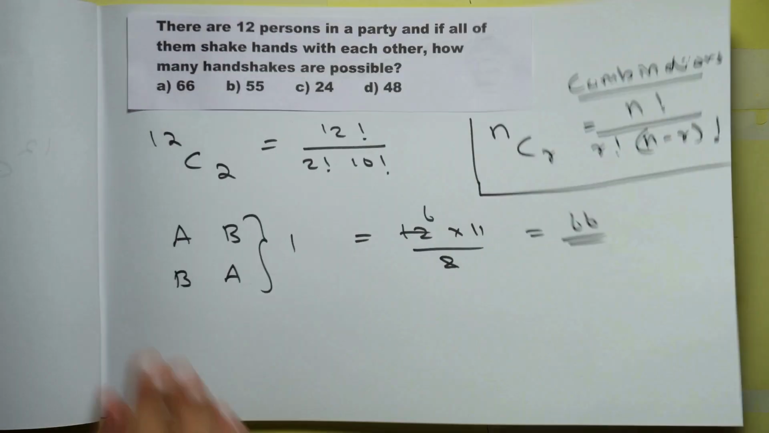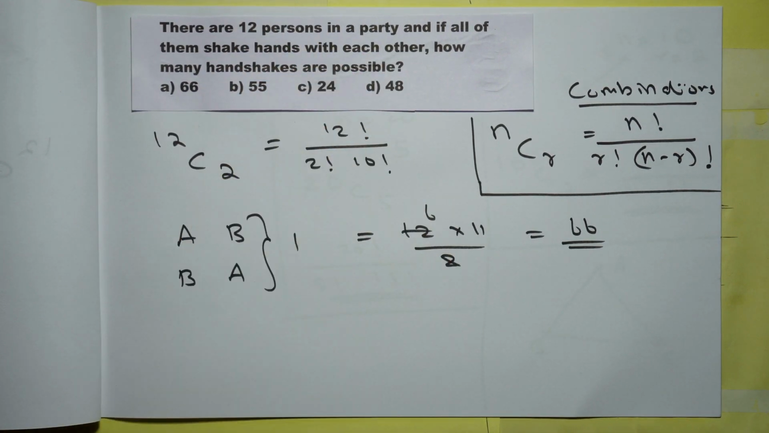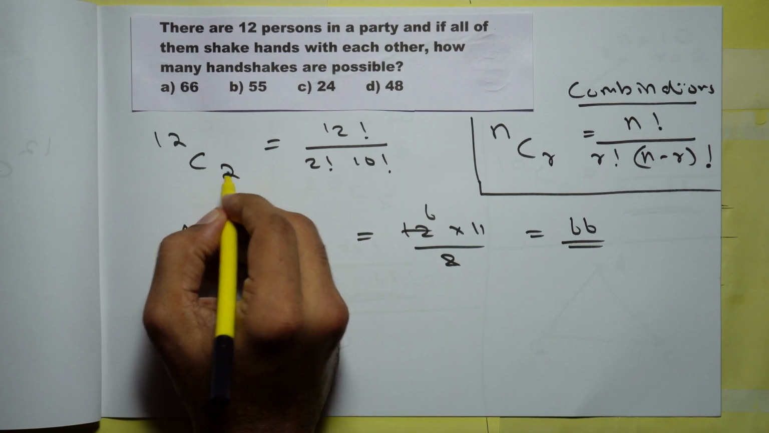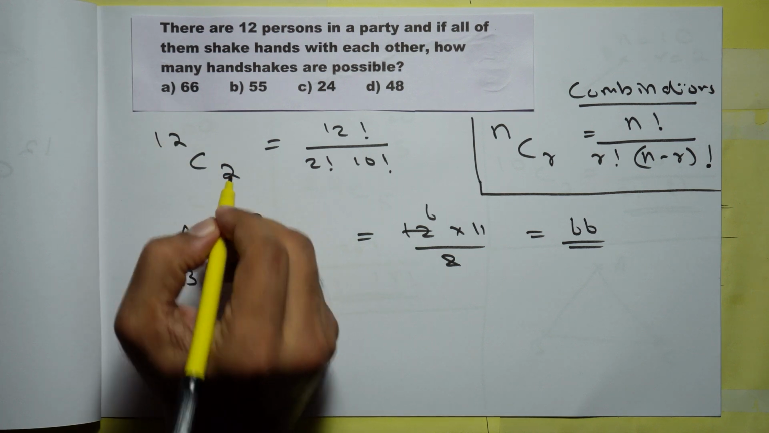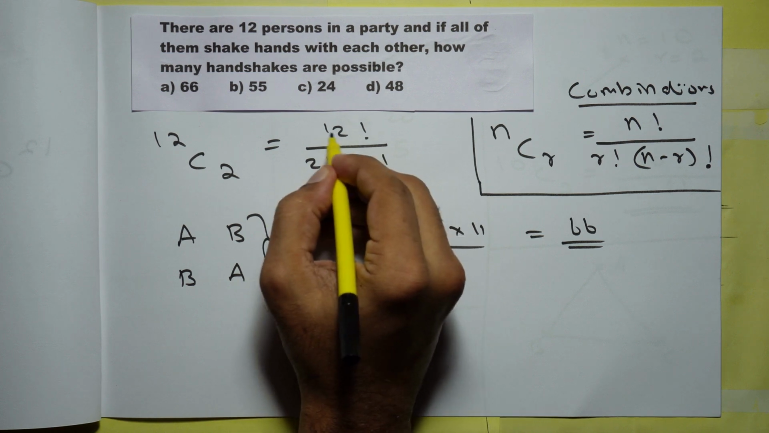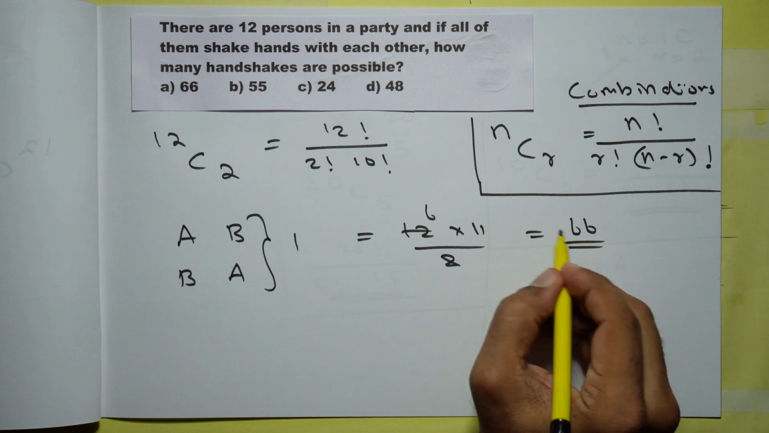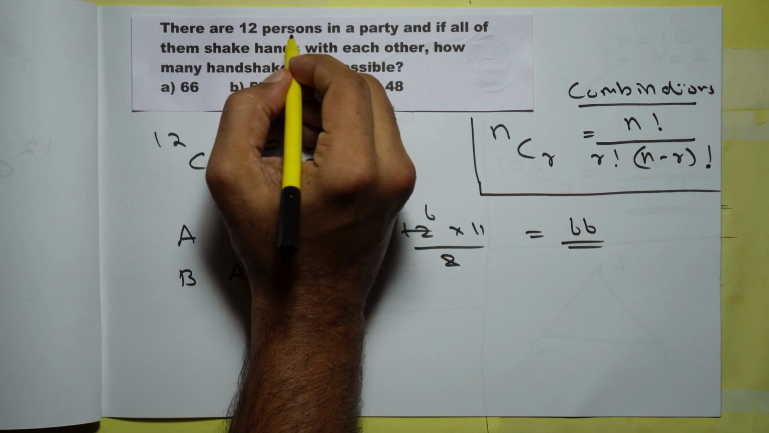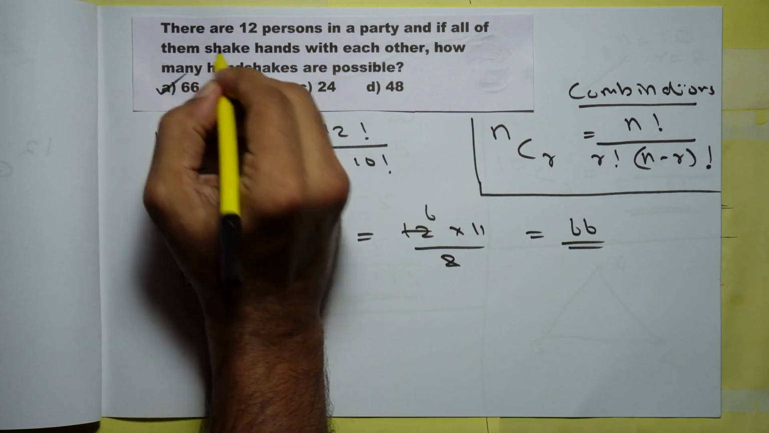In the previous case, 12 people are there. How many handshakes are possible? Requirement for a handshake is 2 people. So how many sets of 2 people can you select from the 12 people? So 12C2. So n factorial by r factorial into n minus r, 12 minus 2, 10 factorial. That you will get as 66. So 66 sets of 2 people can be selected from 12 people. So that many handshakes are possible. Hence option A, 66.